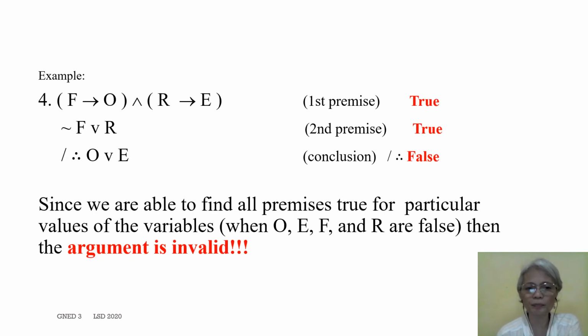Because of that, we are able to find all premises true for particular values of the variables, when O, E, F, and R are all false. So, the two premises are true, but the conclusion is false, and that cannot be. Therefore, the argument is invalid.